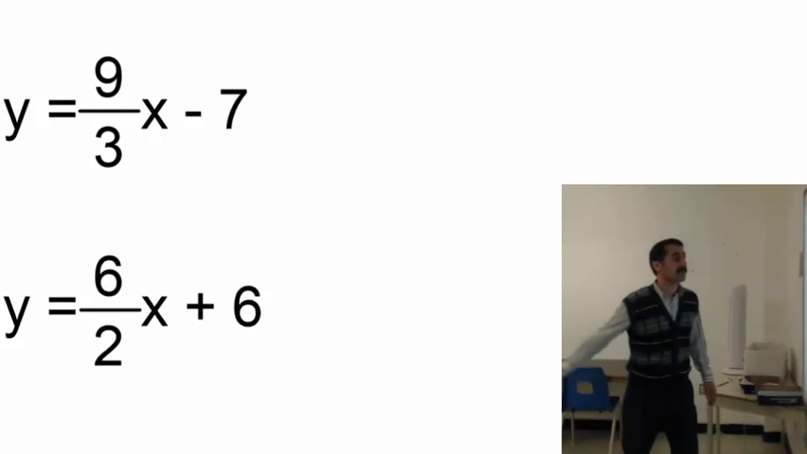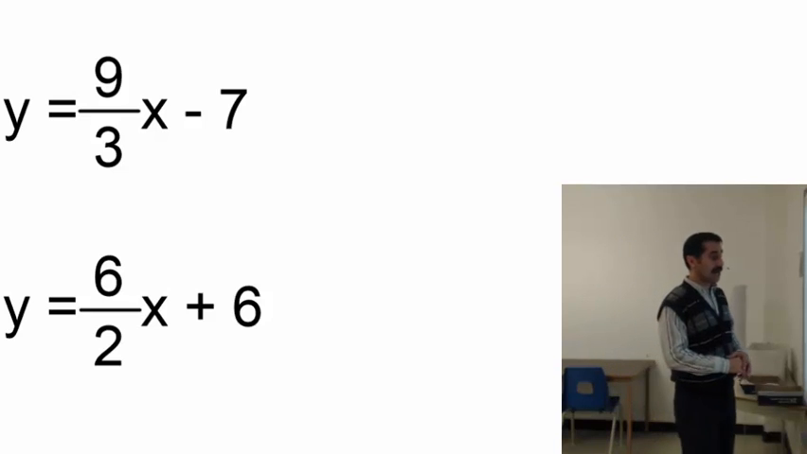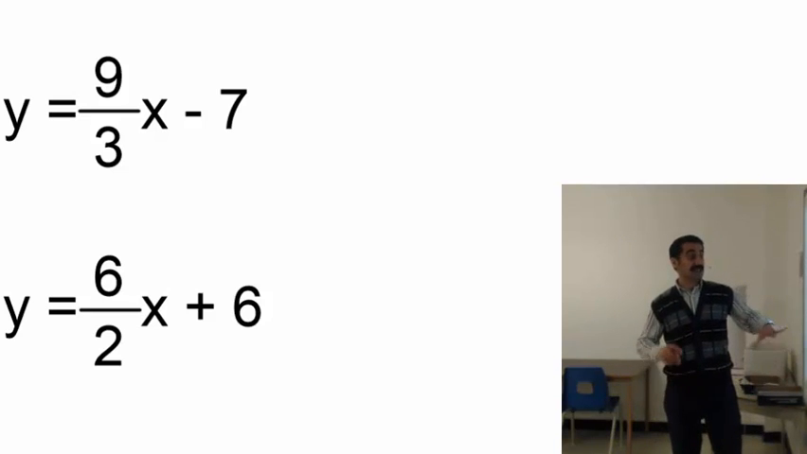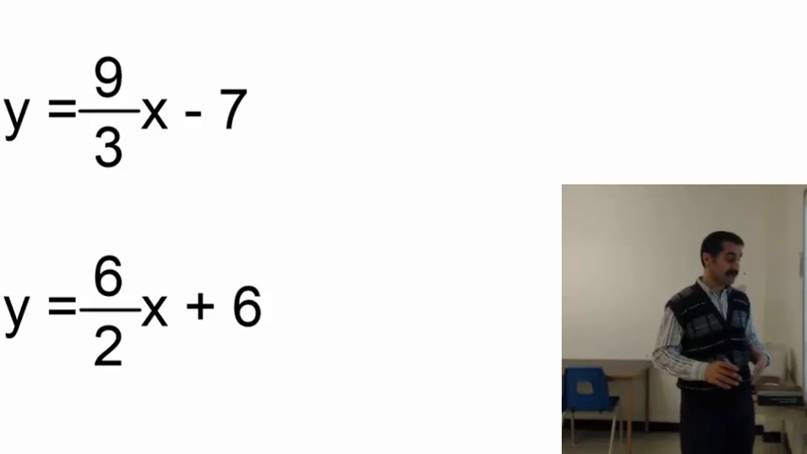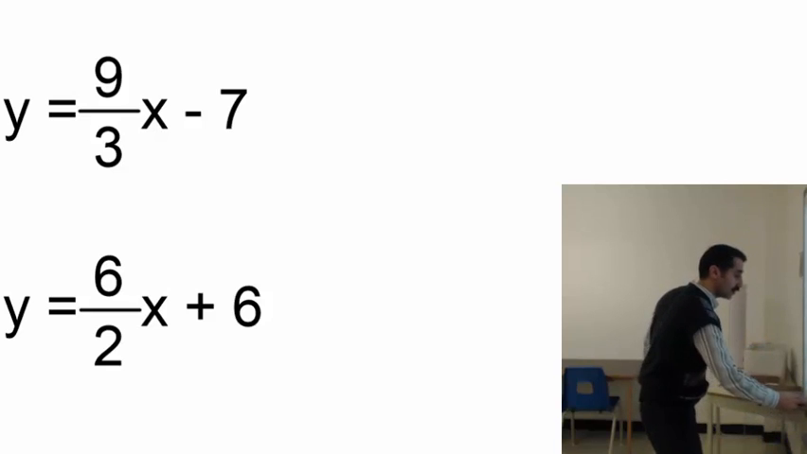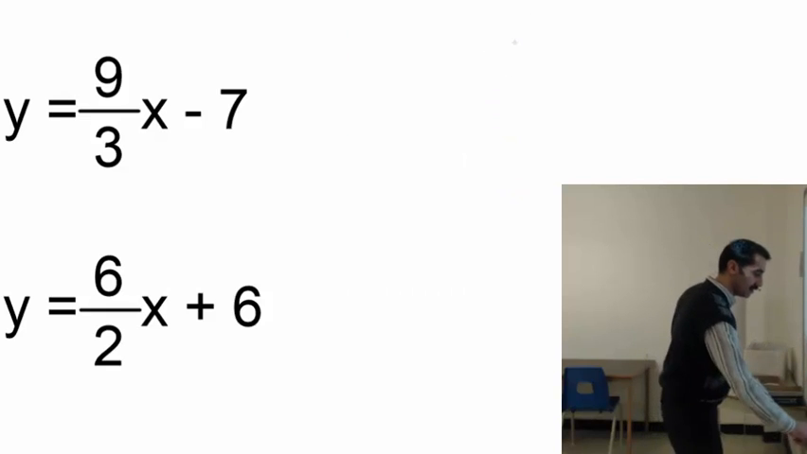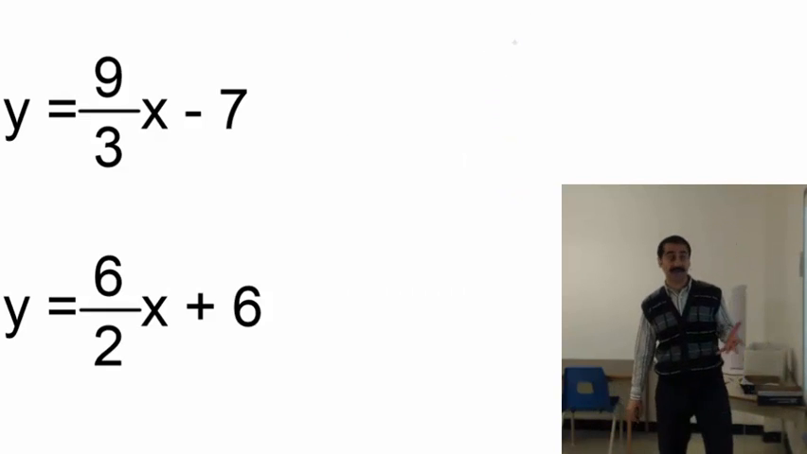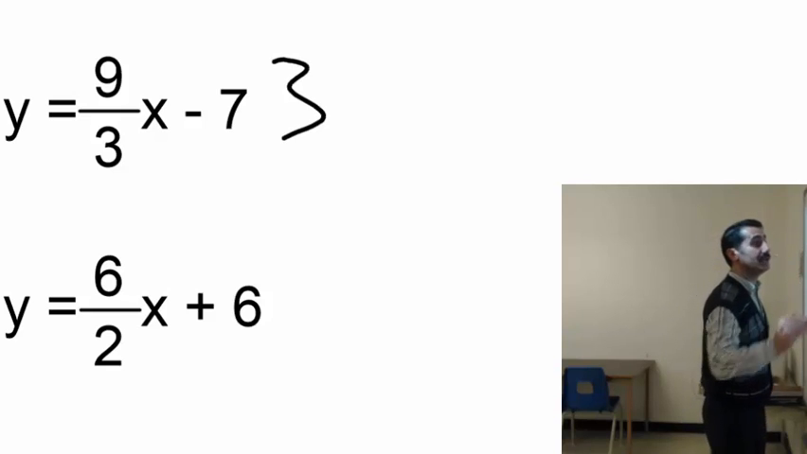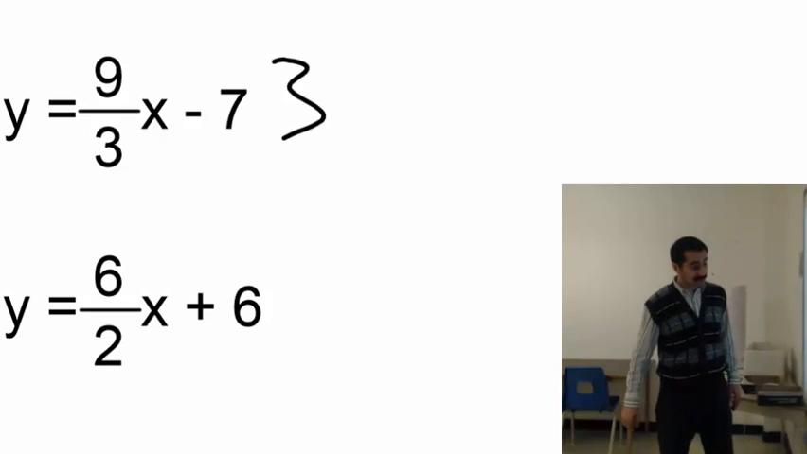Next, 9, so I don't see opposite signs here, so they can be parallel lines. I just have to calculate the slopes to see if I'm getting the same number. Well, I don't have to use a calculator for that. What is 9 over 3? It is 3. What is 6 over 2?